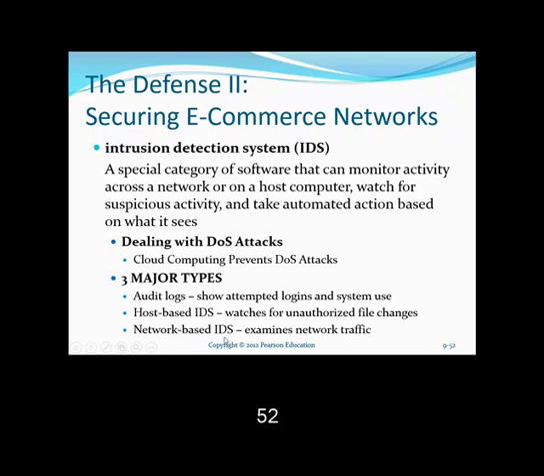Actually there are three major types of intrusion detection system: audit logs, host-based intrusion detection system, and network-based intrusion detection system. The audit log shows attempted logins and system use. When you check the audit log in the intrusion detection system, you can see who logged in or who used the system. Host-based watches for unauthorized file changes. So you install the IDS on the host, the personal computer, so you know who tries to change files in the computer. Network-based examines the network traffic.